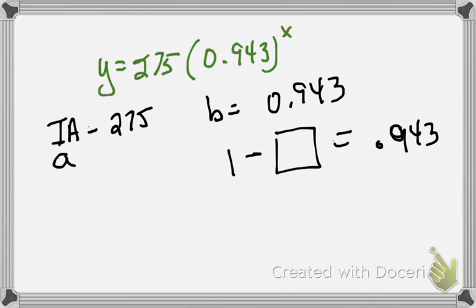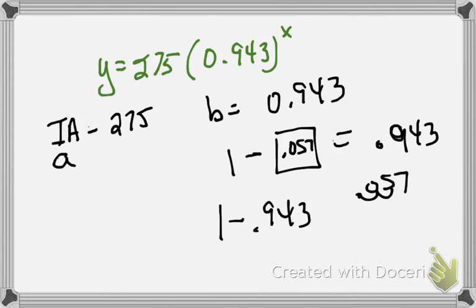0.943. So how do I find out what goes in the box? Well, I can just subtract these two, 1 minus 0.943, and I should get 0.057. If I did that right, then 0.057 is my rate. I move it over 2 places, and it's 5.7%.